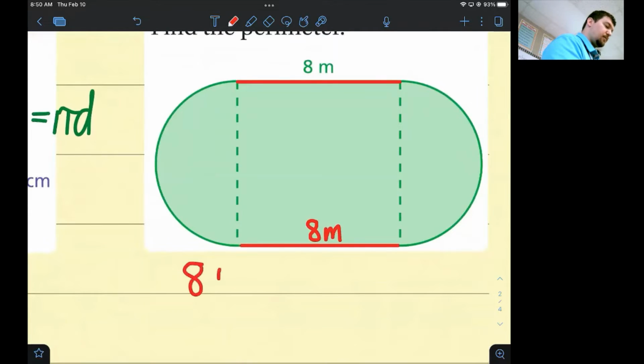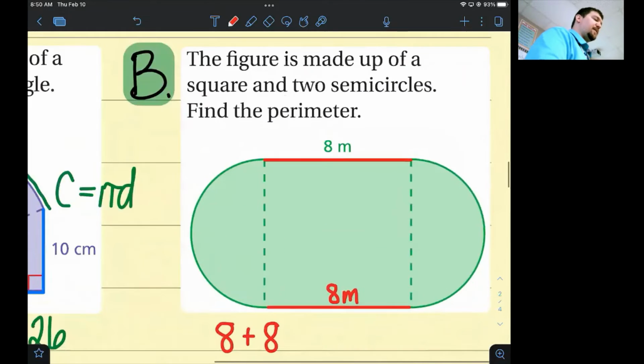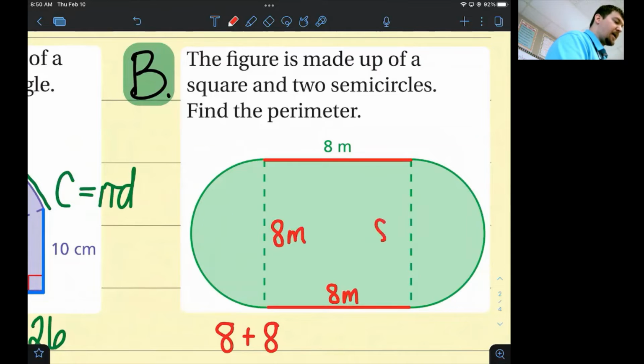So 8 plus 8, we're already halfway done. And then we have 2 semicircular parts, 2 sides on the outer sides, right? Now, because it said that this figure was made up of a square and 2 semicircles, do we know how long the dotted lines are? How long are they, Maddox? Also 8, nice job. Now, I'm not gonna add those 8s onto my perimeter because those dotted lines are on the outsides, but they are going to help me find the distance of the curved part.